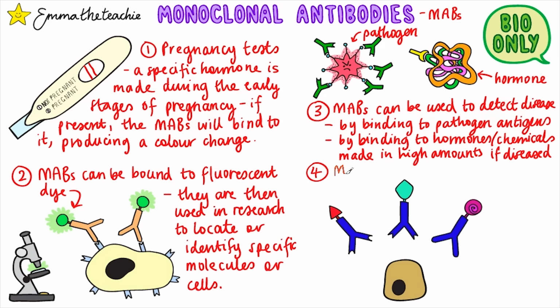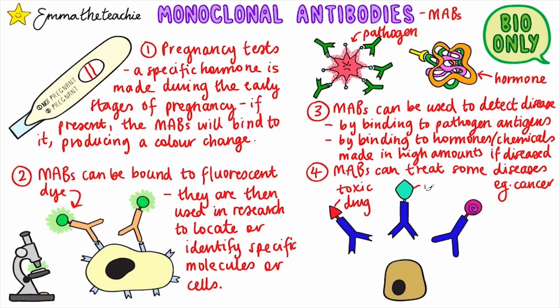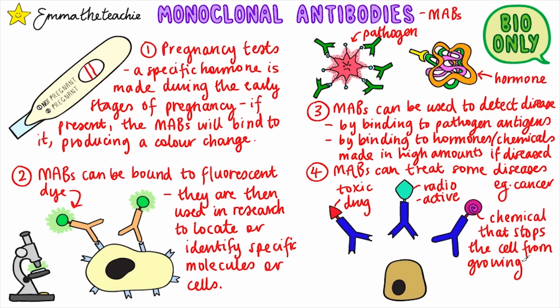And finally, they can be used to treat some diseases, like cancer. In this case, a substance such as a toxic drug, a radioactive substance, or a chemical that stops the growth of the cells can all be attached to the monoclonal antibody. When it then binds to the tumour cell's antigens, it delivers the substance to the cell.